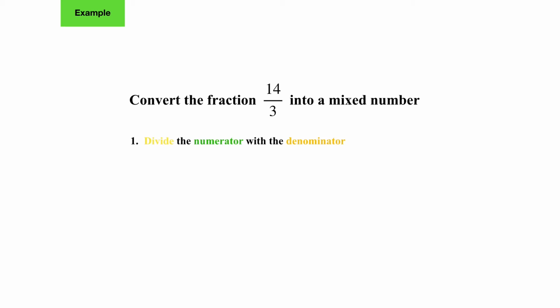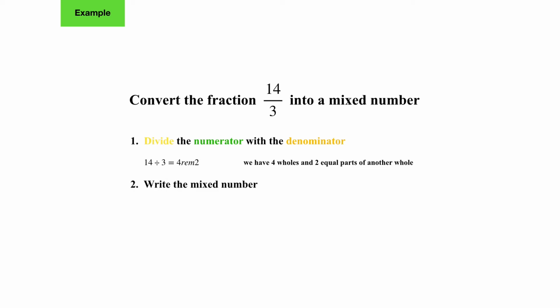So our first step will be to divide the numerator by the denominator. So we're going to say 14 divided by 3, and that would give us 4 with a remainder of 2. Now, this means that we have 4 wholes and 2 equal parts of another whole. Remembering that the equal parts are all divided into 3, so we have 3 equal parts that make one whole, but we only have 2 of those parts that remain.